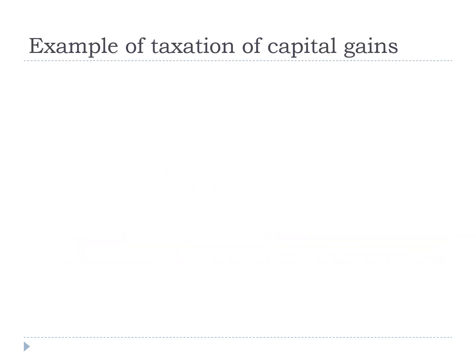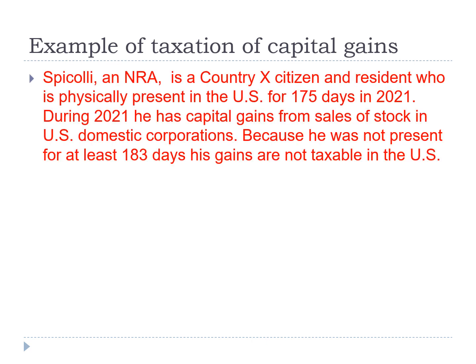Here's an example of the taxation of capital gains. Spicoli, an NRA, is a Country X citizen and resident who is physically present in the United States for 175 days in 2021. During 2021, he has capital gains from the sale of stock in U.S. domestic corporations. Because he was not present for at least 183 days, his gains are not taxed in the United States.